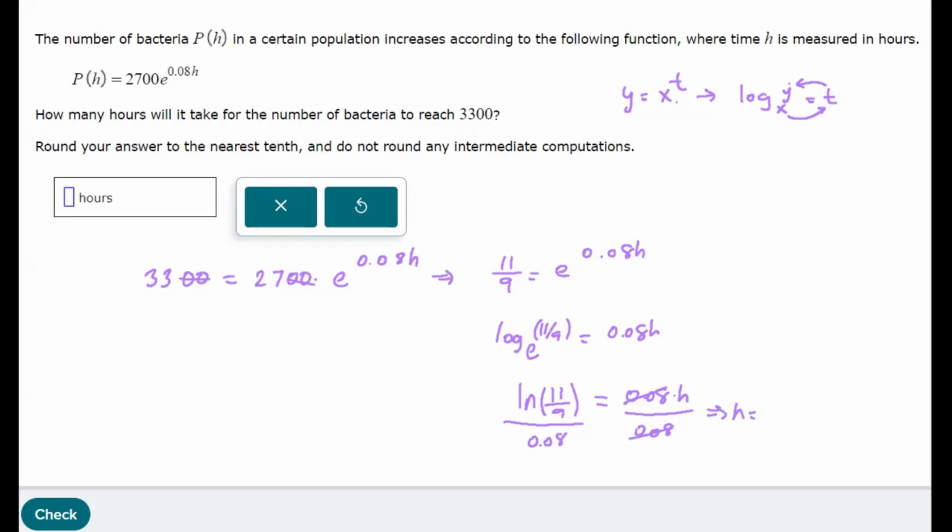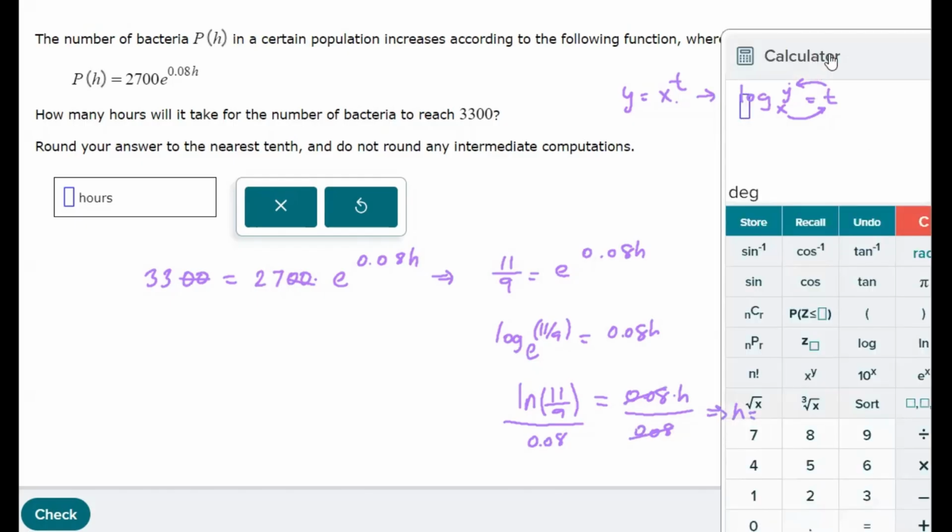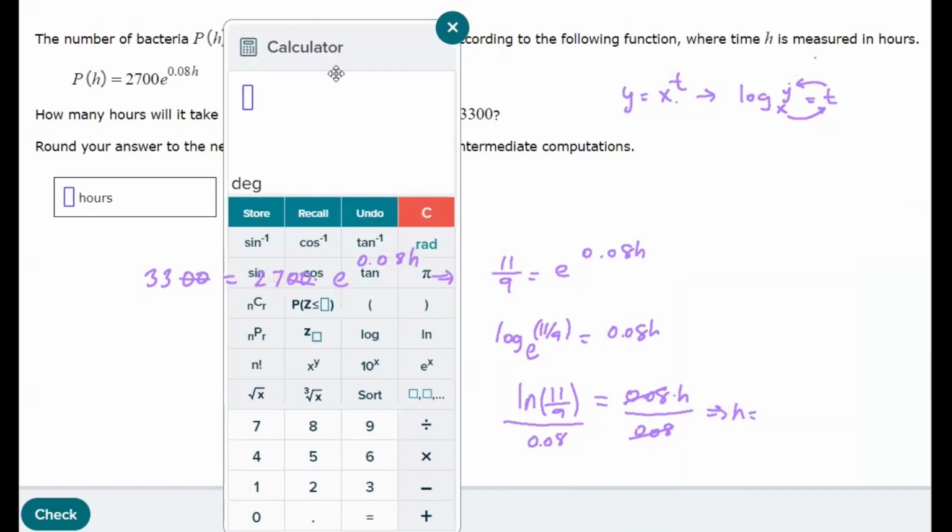Now we can just plug this into the calculator. We want to be careful. We have 11 over 9 as the argument. Natural log is this one, and the argument is the fraction. So I'll go ahead and hit 11 over 9. In most calculators, when you use this order, 11 and division, you may not be typing a fraction, so be aware of the calculator that you use. That would be the numerator. So we are going to divide this by 0.08, right?